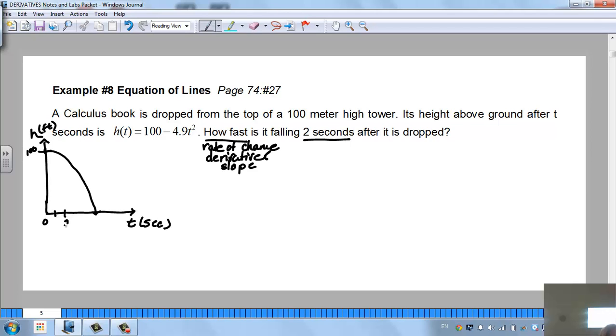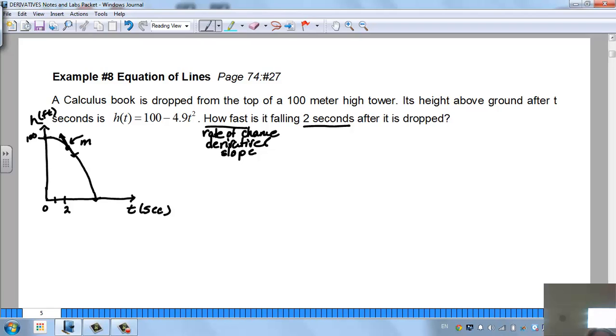So we'll say 2 seconds is here. They basically want to know not how high it is, but how fast it's falling. So you're kind of looking for the slope of that line at that point. So you're looking for the slope or the rate of change is what you're looking at. So that's my little attempt at a mini tangent line there. So let's go through and do this. So I've got to do the derivative.